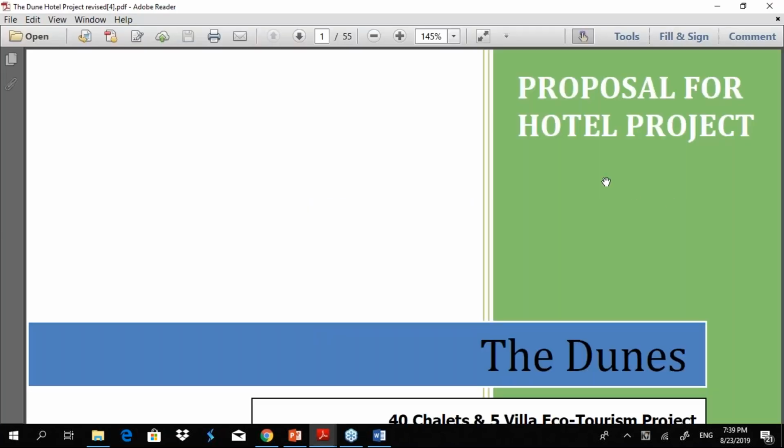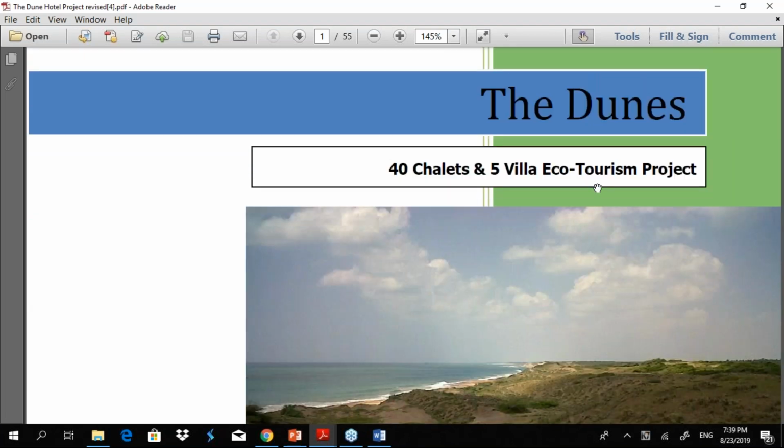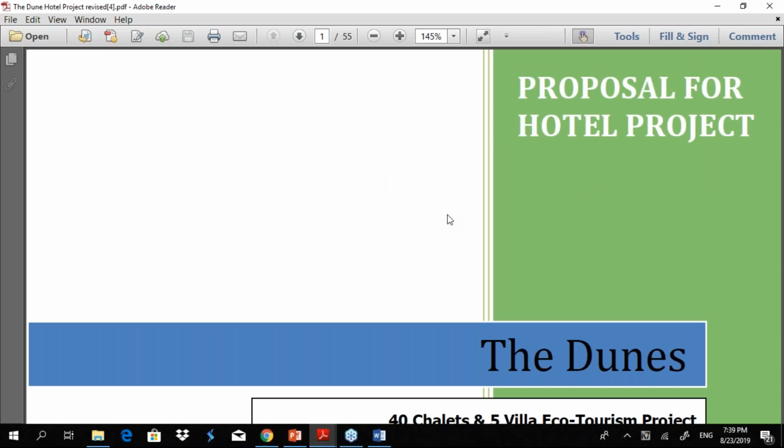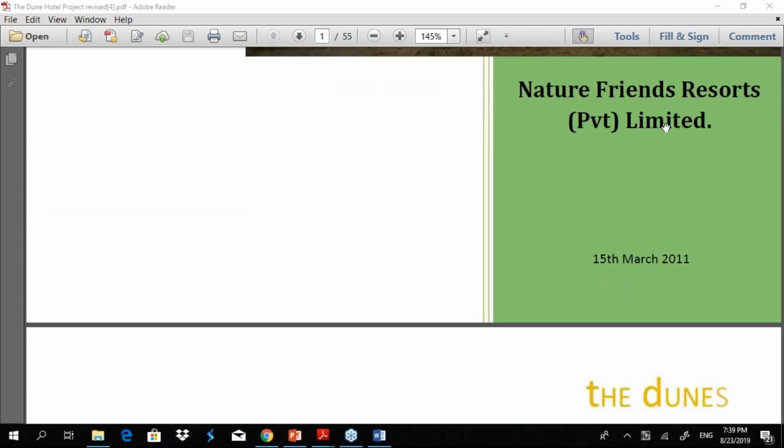Let me quickly show you one. This is something that, see, it will normally have a front page. For example, you can see this is for a hotel-like project, its name, where the name goes as the Dunes, where the project is planning to build 40 chalets and 5 villas, and it's an ecotourism project. And you will have the company name.